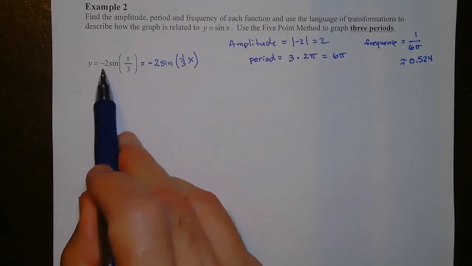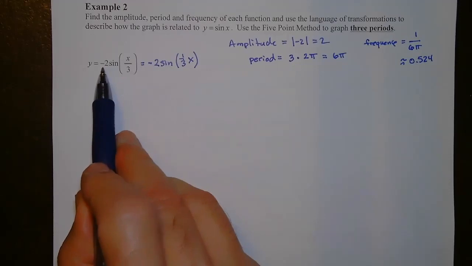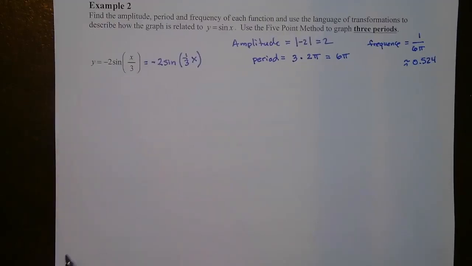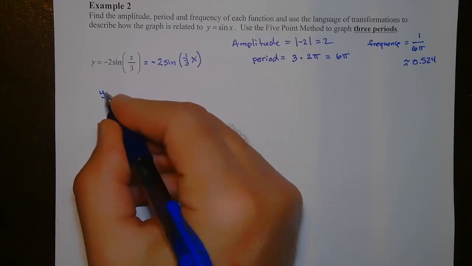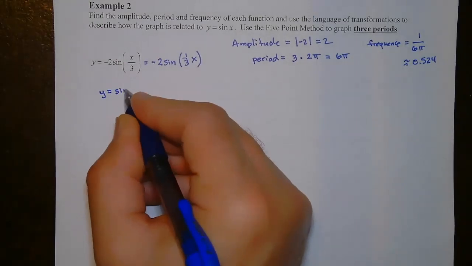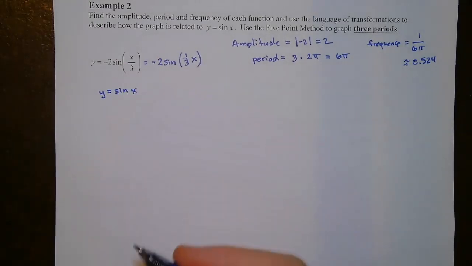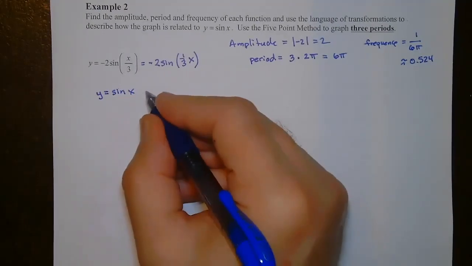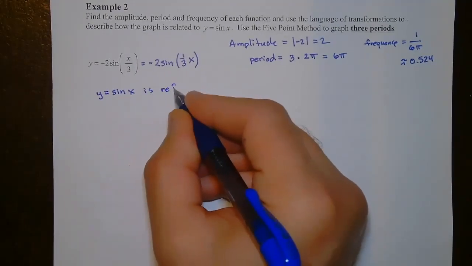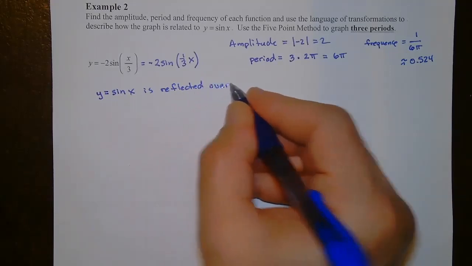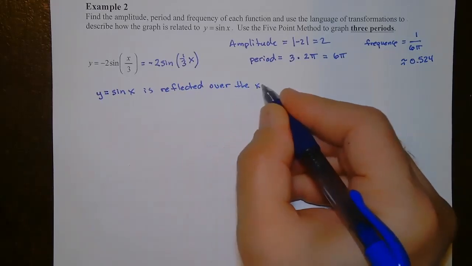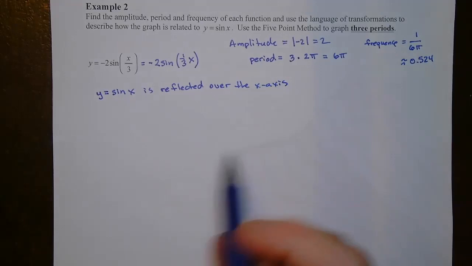All right, so let's talk about the description of this. What does this negative do? It's working on the outside of the sine, so that means I'm multiplying my y's by a negative. Positive y's become negative and negative ones become positive. So that's a reflection over the x-axis. We're going to take y is equal to sine of x, the parent function, and we're going to reflect it. So it is reflected over the x-axis. That's what the negative does.